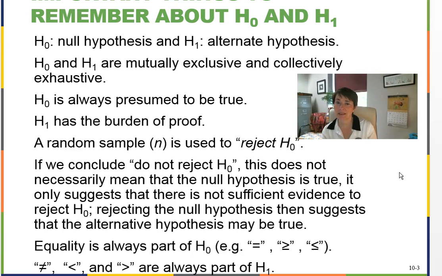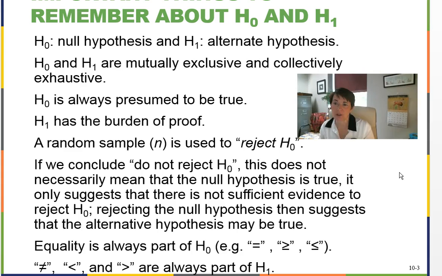The null hypothesis is always presumed to be true. We have to prove that the other one, the alternate hypothesis, has the burden of proof. And here we have the H1 symbol. Again, in your book, it's HA. So a random sample is used to reject. That's the only option we have, either reject or not reject. If we conclude do not reject our null hypothesis, that doesn't necessarily mean that the null hypothesis is true. It just means that we haven't shown enough evidence that we can reject it.